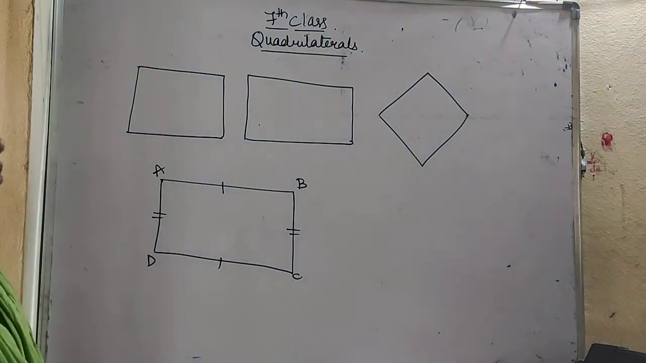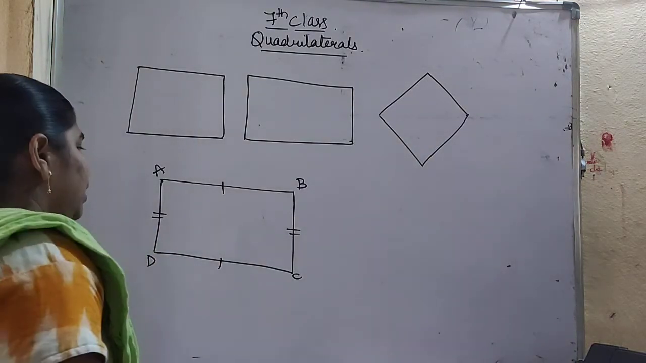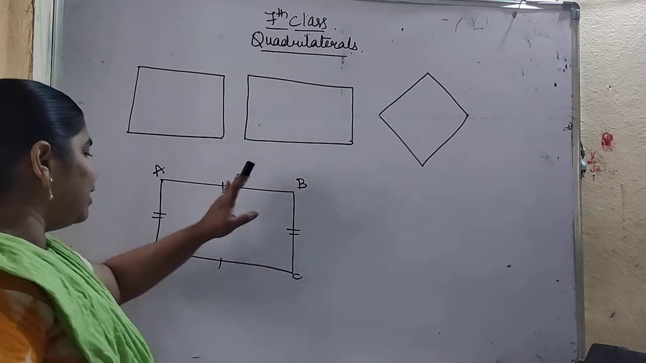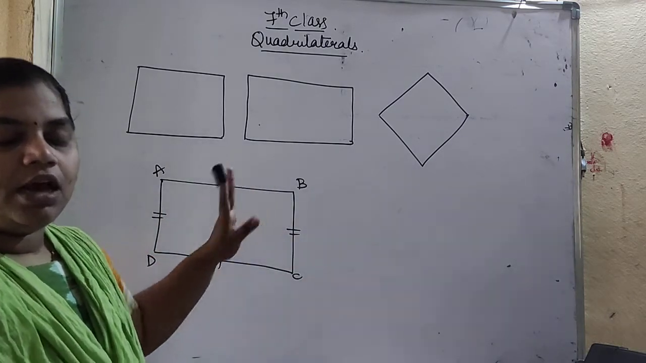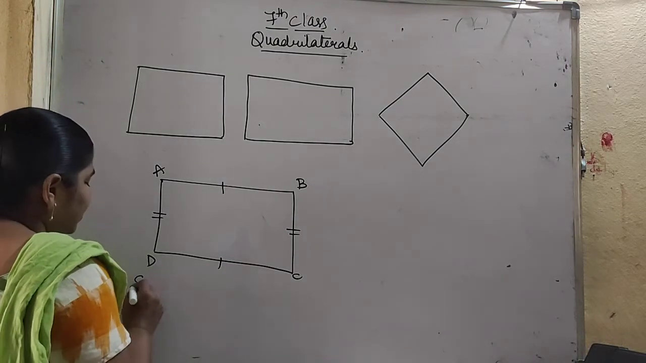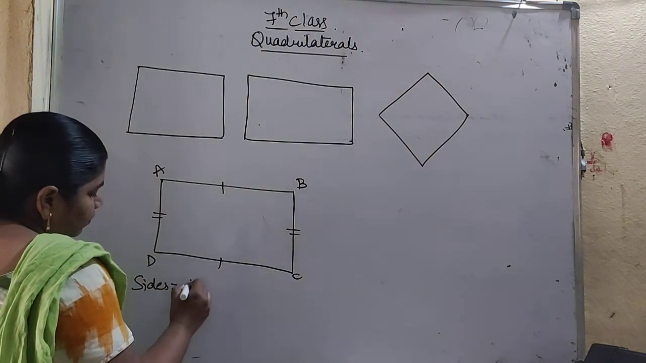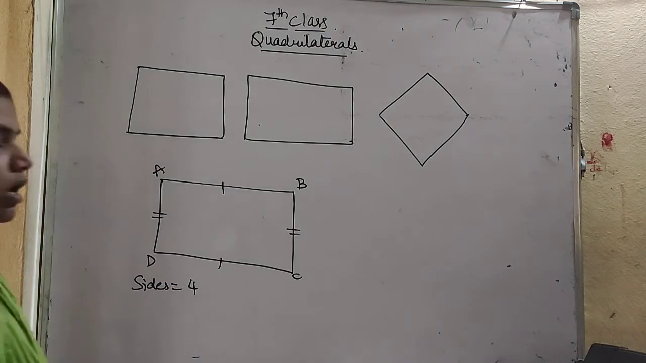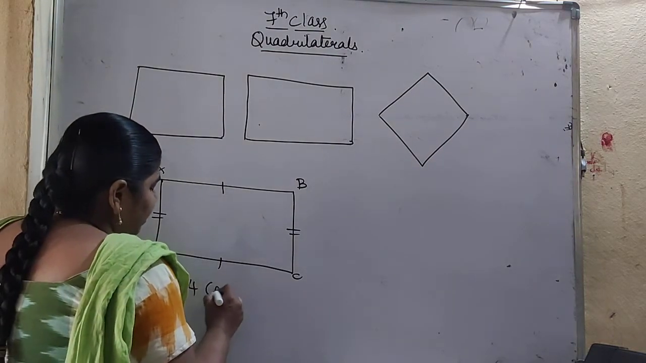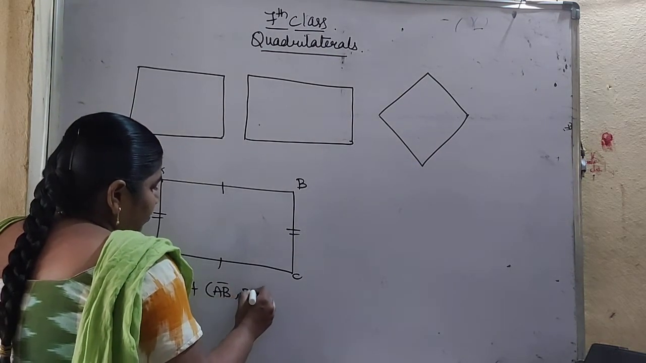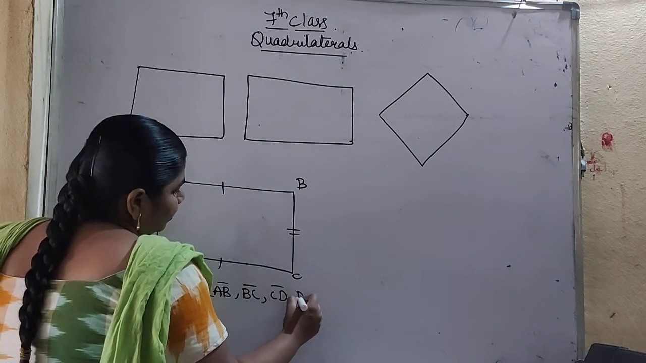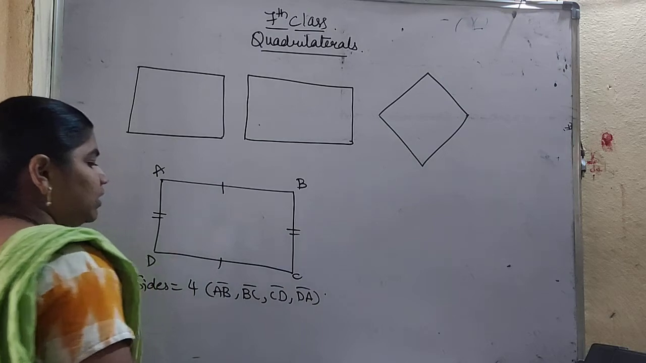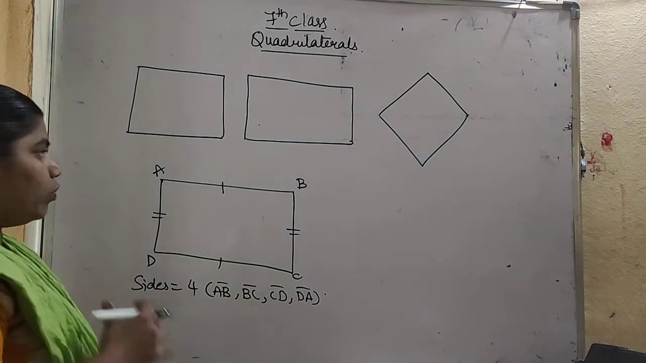What is the first part? In a quadrilateral we are having 4 line segments, so how many sides are there? 4 sides are there. What are those 4 sides? AB line segment, BC line segment, CD line segment and DA line segment. These are the 4 sides of the quadrilateral.